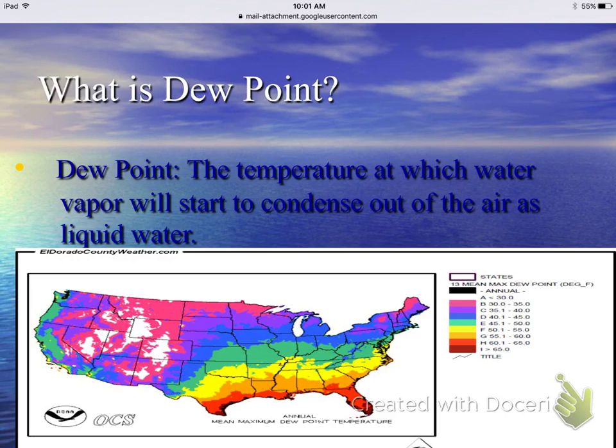The next thing we need to talk about is dew point. Dew point is the temperature at which water vapor is going to start to condense out of the air as liquid water. Several of you have heard forecasters talk about the dew point when they talk about the weather. That's the point at which dew starts to form on your grass outside or trees. So dew point is just that temperature where water vapor is going to condense and turn into liquid.